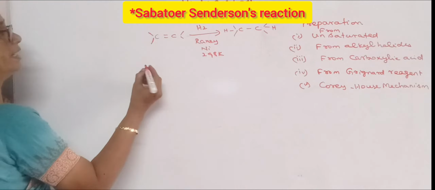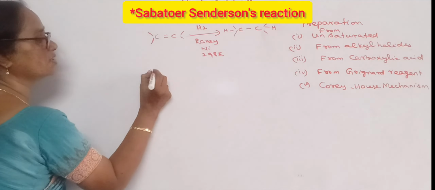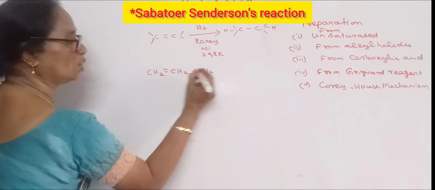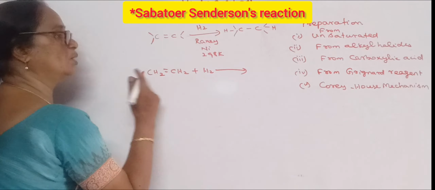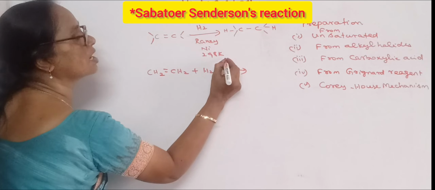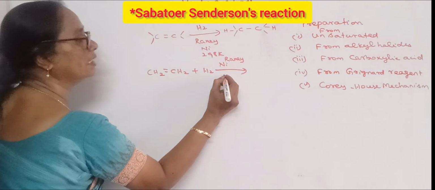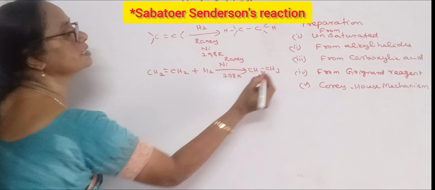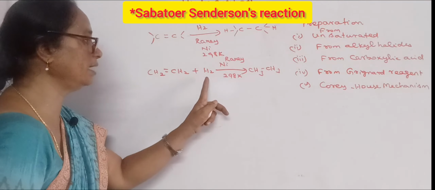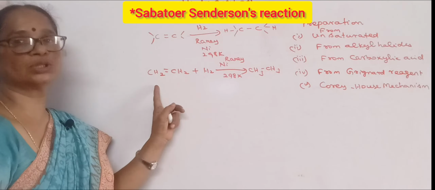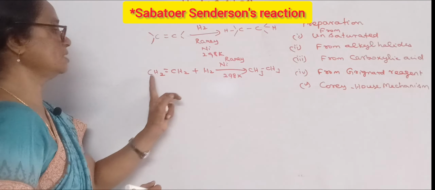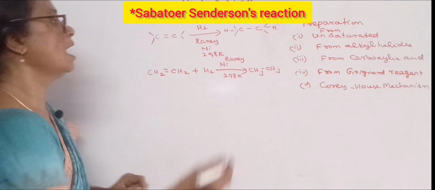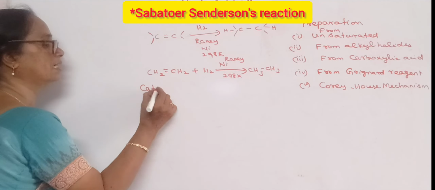So let us see the next one. The Sabatier-Senderens reaction we can write more properly as CH2 double bond CH2. It undergoes a hydrogenation process in the presence of Raney nickel at a temperature of 298 Kelvin. It gives CH3, sharing the 2 hydrogen atoms between both of the doubly bonded carbons. So CH2 with the H gives CH3, and CH2 with the H gives CH3.